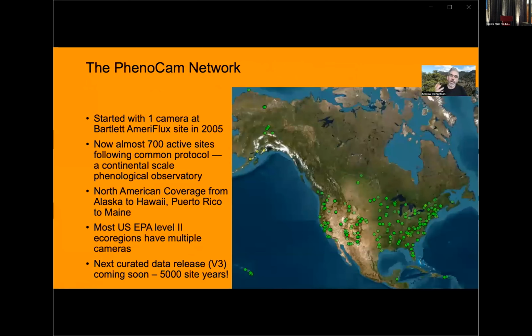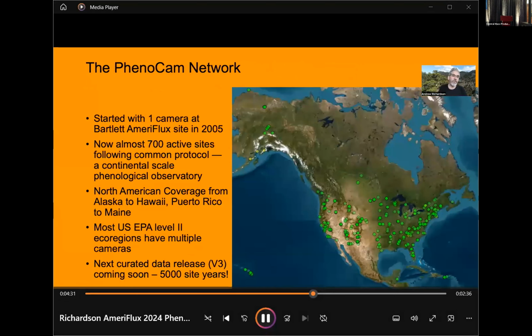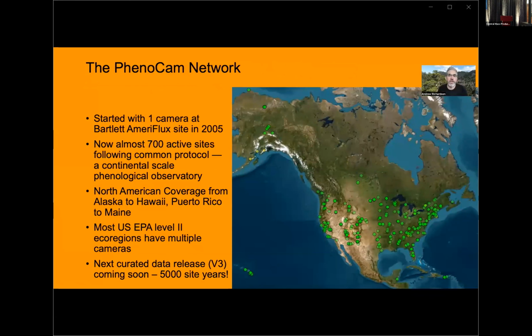So the PhenoCam network, which I run, evolved from a single camera, which we set up at Bartlett Experimental Forest in 2005. There's now almost 700 active cameras contributing imagery to the network. They all follow a common protocol. And so this is truly giving us a continental scale phenological observatory.